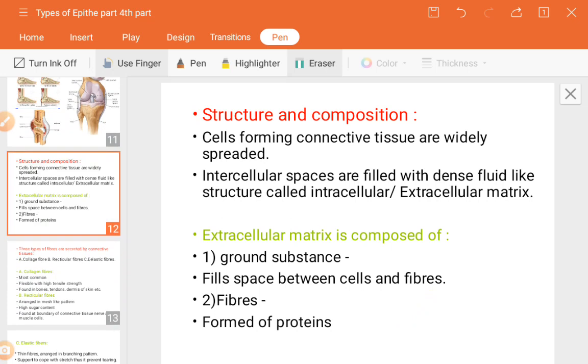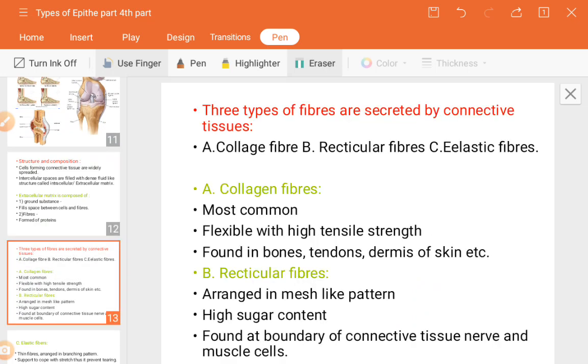So the fibers are again classified into three forms: collagen fiber, reticular fiber and elastic fiber. Now what is meant by the collagen fiber? They are the most commonly found everywhere, flexible with high tensile strength, found in bone, tendon and the dermis of the skin. So collagen is found inside the bone and tendons, as I showed you what the tendon does. Next, the dermis, the word actually refers to the skin.